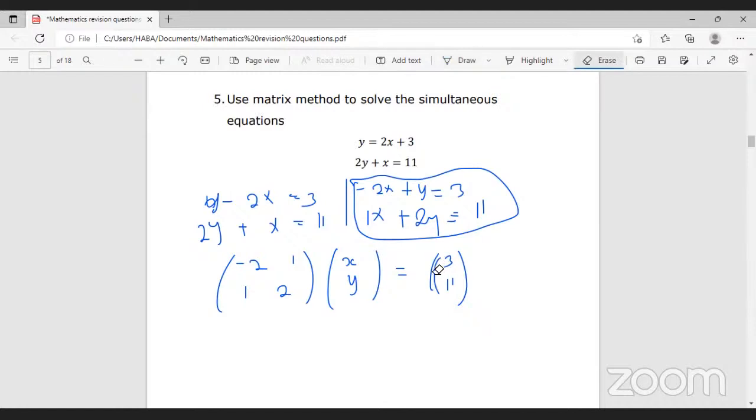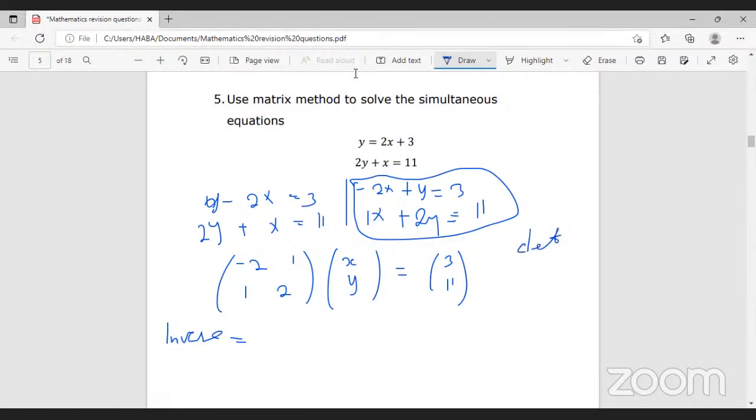So now, because we are using the matrix method, we are going to find the inverse of the coefficient matrix. And we have just seen how to find the inverse. So the inverse of the matrix is going to be, so we can first do some side work and find the determinant.